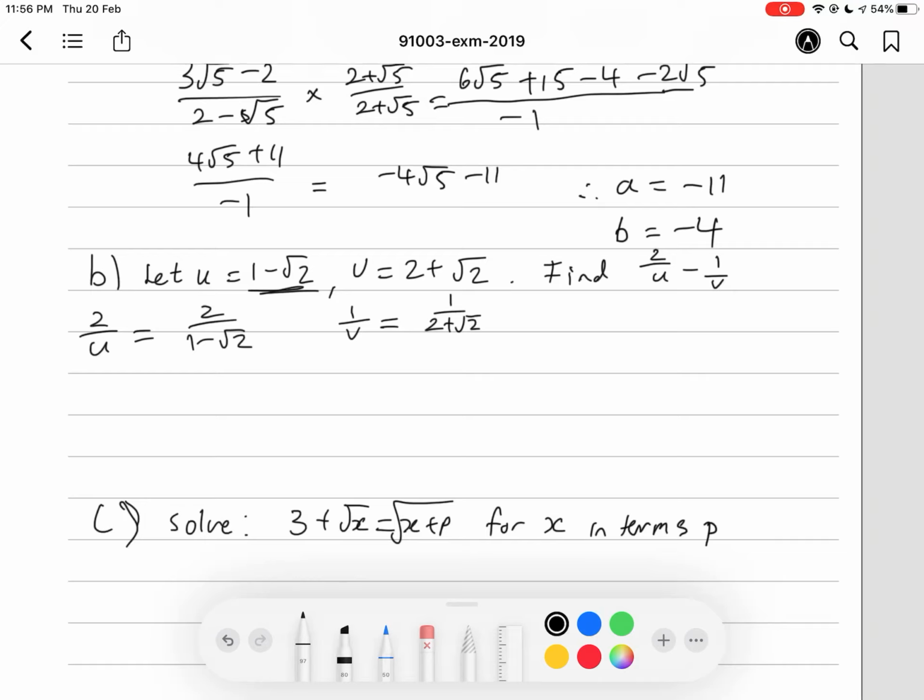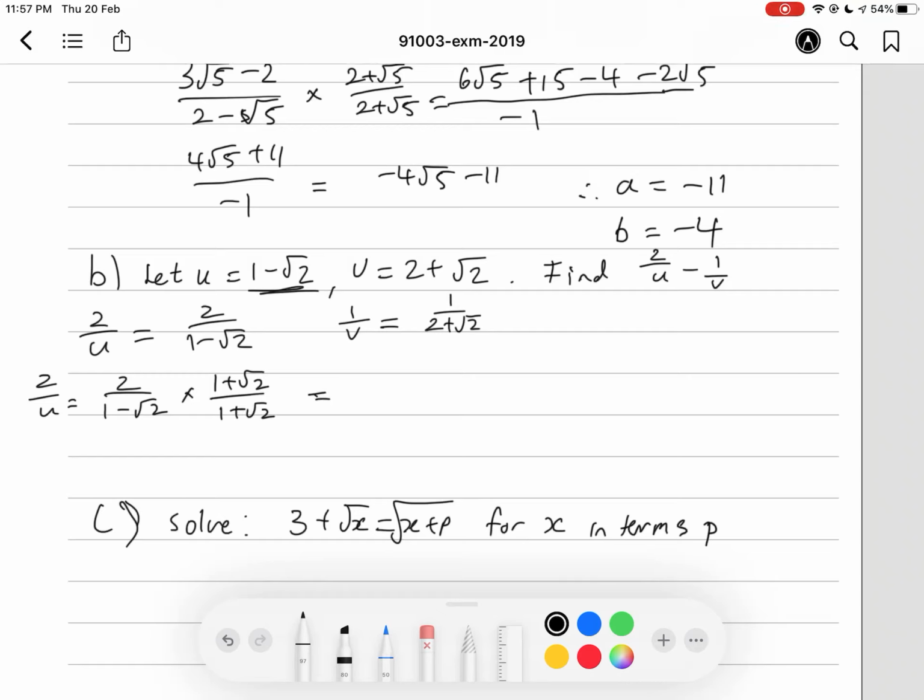Now, I think the easiest way to do this question is to rationalize both 2 over u and 1 over v individually, and then subtract them. So in order to rationalize 2 over 1 minus root 2, we multiply by the conjugate, which is 1 plus root 2. So 2 over 1 minus root 2 times 1 plus root 2 over 1 plus root 2.